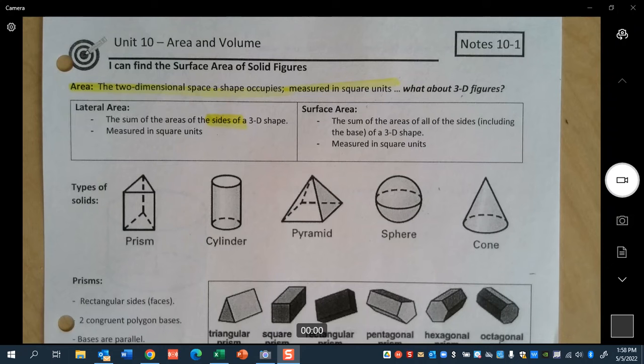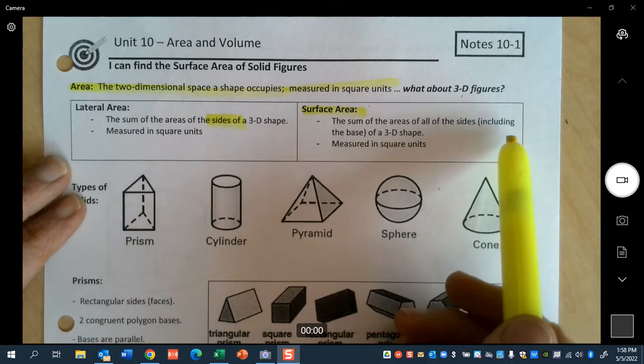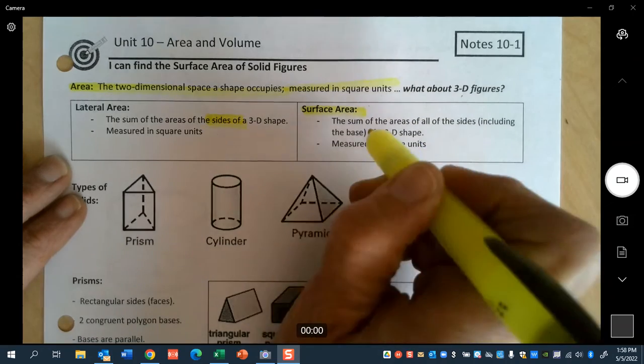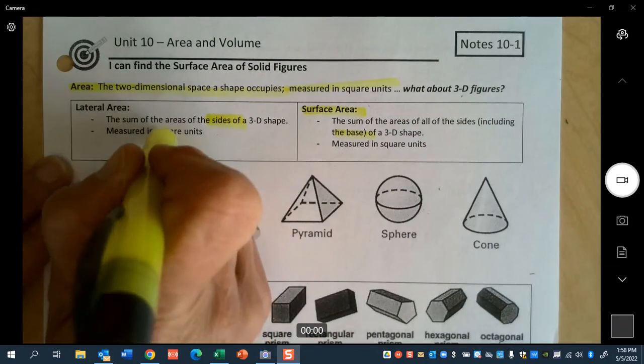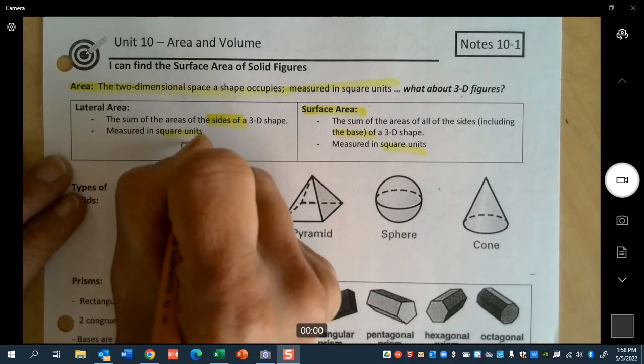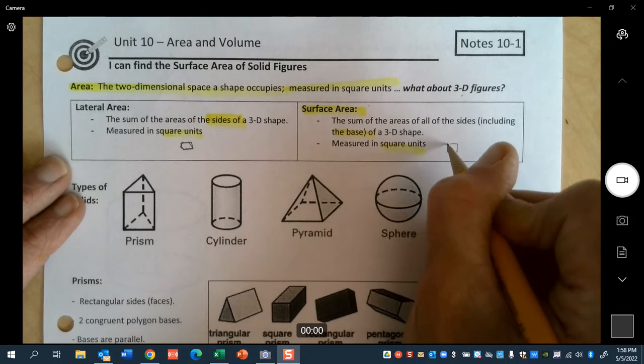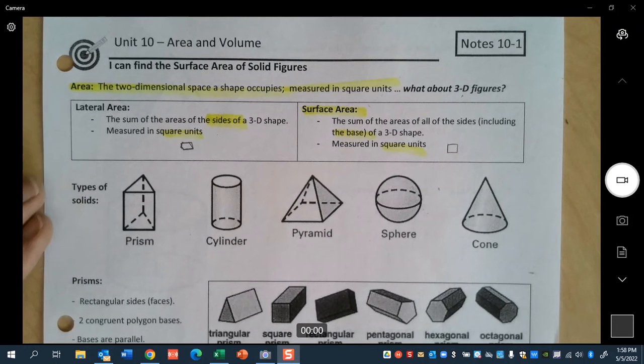But your lats are your side muscles. Think of that when you think about your lateral area. That's just the measure of the sides. When we talk about the surface area, that's going to be the sum of all the areas of the sides and then the base. And we're always measuring any 2D shapes in square units. Anytime we're talking about area, we're asking ourselves how many square units fit inside of a shape.